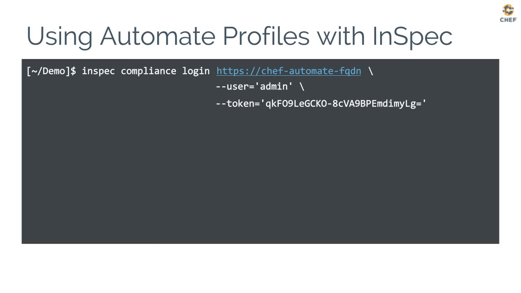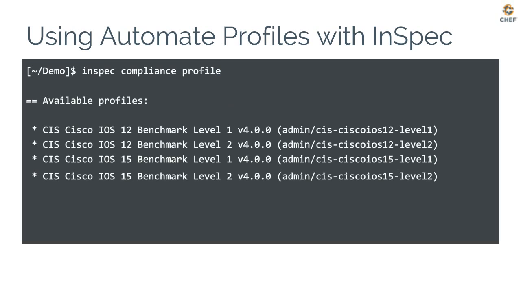So there's a few ways to consume it. I mean, the Automate GUI is obviously one option, but you can also use the command line interface. Shown here is the command to log in to Automate using the InSpec CLI. It takes a few arguments, mainly the Automate server FQDN, a username, and a token created on the Automate server. Once logged in, you can view the profiles available to your user using the InSpec compliance profile command. Shown here are the Cisco profiles I downloaded as the admin user.